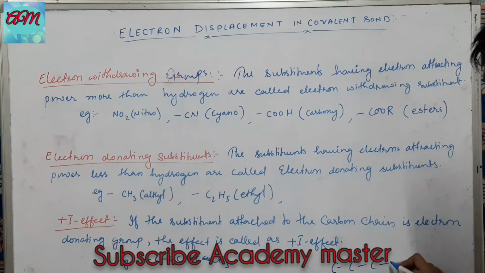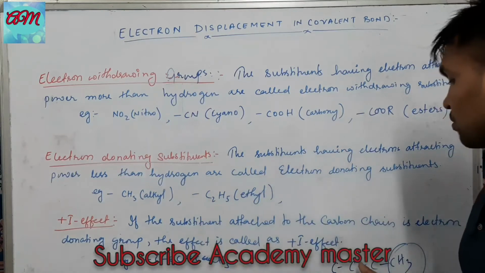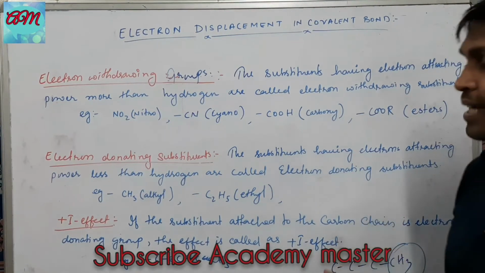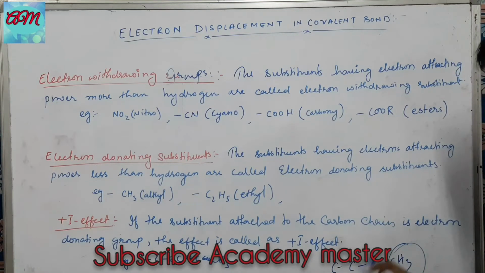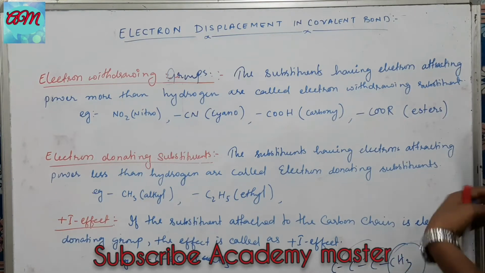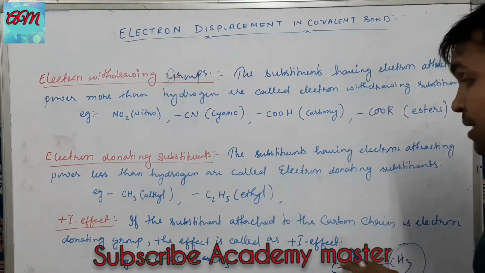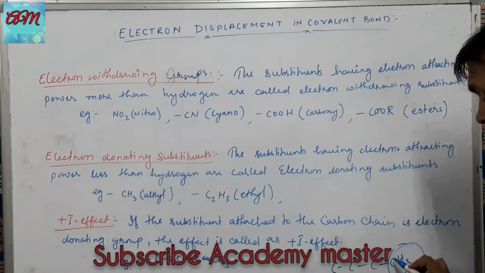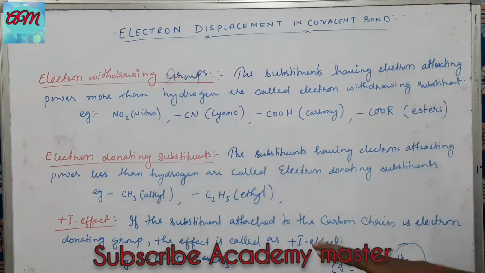So suppose the chain is CH3, CH2, CH2, CH2, and the substituent attached is CH3. That means CH3 comes under the electron donating group. So this effect we will call plus I effect. In minus I effect, the electron is taken away from the carbon and moved towards the substituent. But in plus I effect, this CH3 will be giving electrons to the carbon, and this one also will give 2 electrons. Here it will give 1 electron. Got it or not?